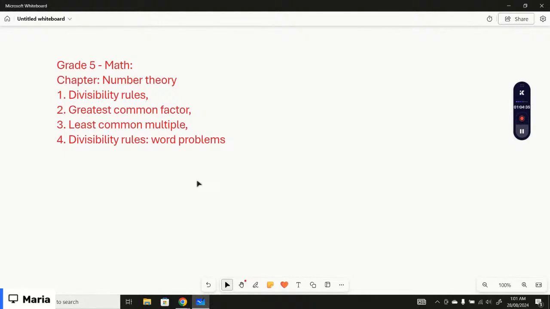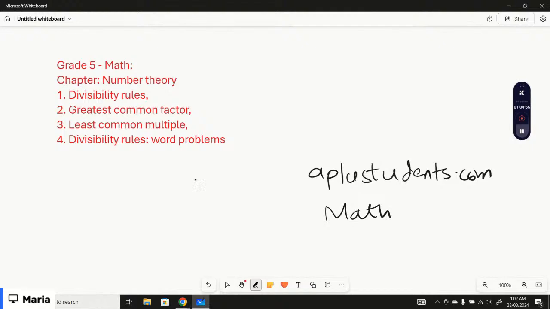You can find all the lessons on aplusstudents.com. You have to log in there using your email address and password as provided by the administrator. Then you have to select math from the subject tab. Scroll down to grade 5 math and then click on view all lessons. There you can find the list of the chapters. We're going to start with chapter number 3.